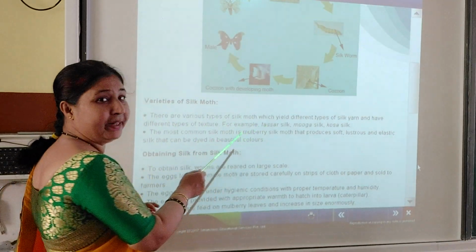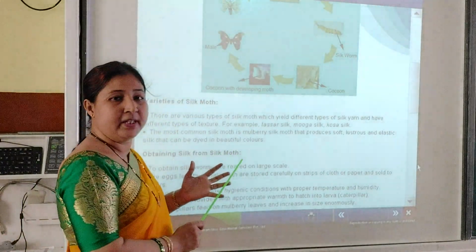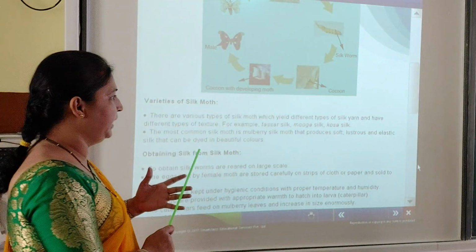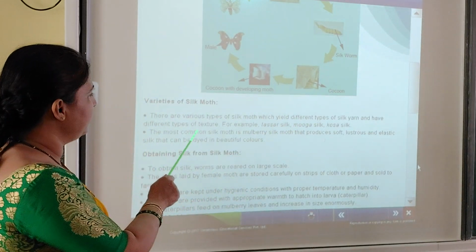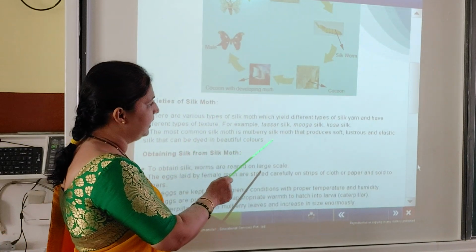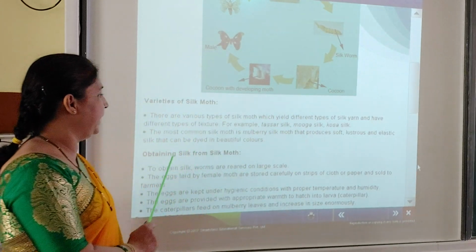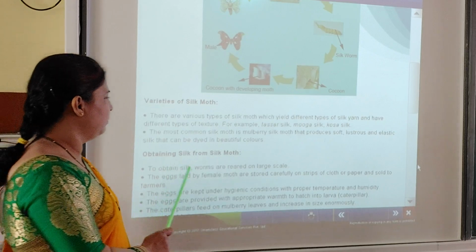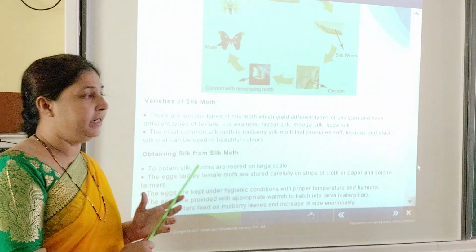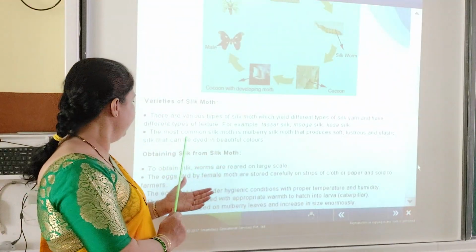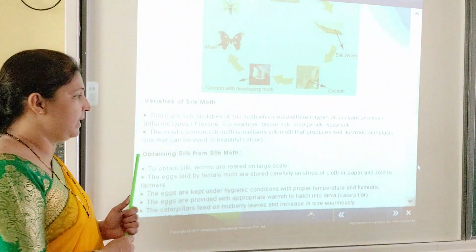Tassar silk. You ask your parents, they might have sarees and all, and you can see what type of material it is. Some will be soft, some smooth, some shining. Like this, these are tassar silk, muga silk, kosa silk. The most common silk moth is the mulberry silk moth, which produces soft, lustrous and elastic silk that can be dyed in beautiful colors.